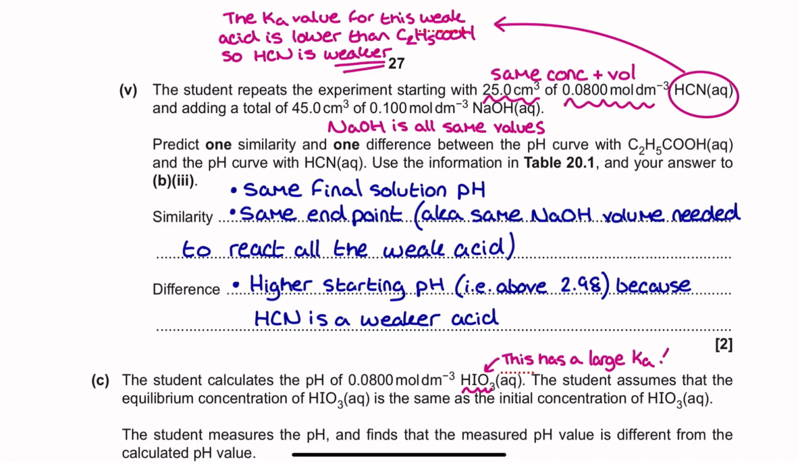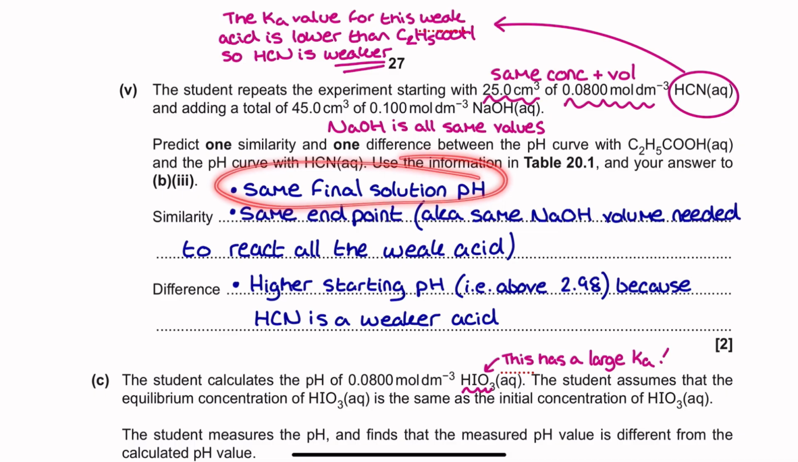The student still adds all the same amount of sodium hydroxide, however, so the strong base hasn't changed. What we need to do now is predict one similarity and one difference between the pH curve that was seen before and the pH curve we would see now if we use this weaker weak acid of hydrogen cyanide. And we need to use the information in 20.1 and your answer to B part 3, so everything we've done so far.